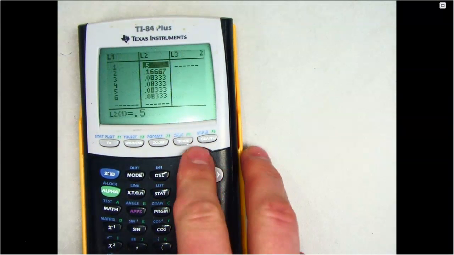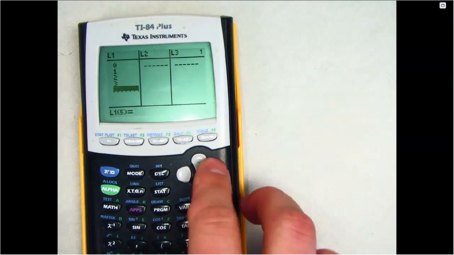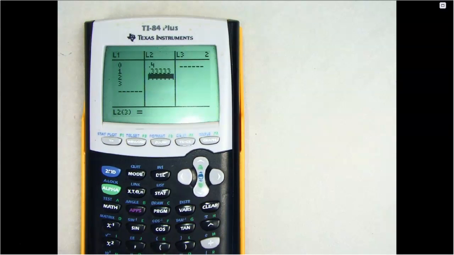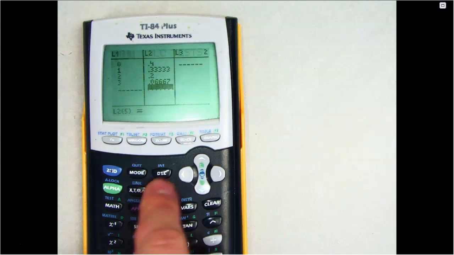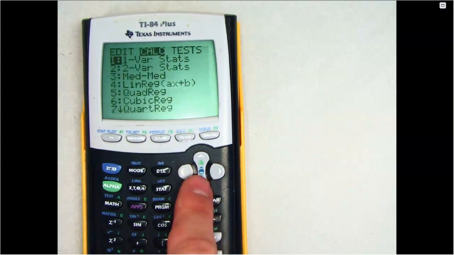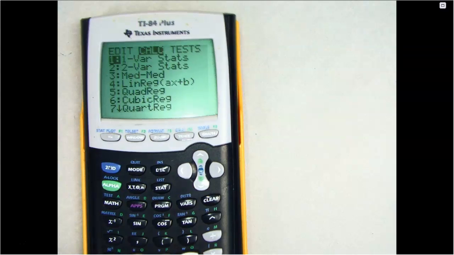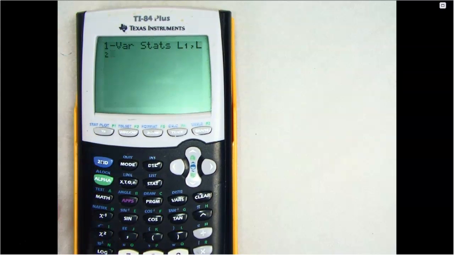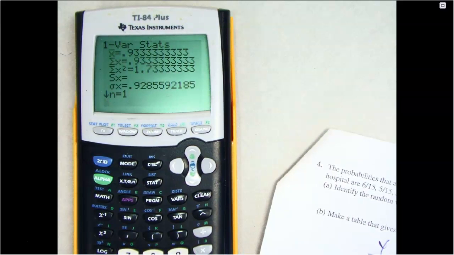I'm going to edit my list. I'm going to go up to the L1, hit clear, enter, 0, 1, 2, 3. Just type in the fraction, and it'll do the rounding part for you. If you try to round it, you're estimating. If it does it, it's not estimating. So I'm putting in my data. That's stat, calc. Remember, how many variables do we have here? We have 1, and it's just the number of tests. But there is information about that variable in 2 spots, in L1 and L2. And then it tells me my mean is 0.933, and my standard deviation is 0.929.